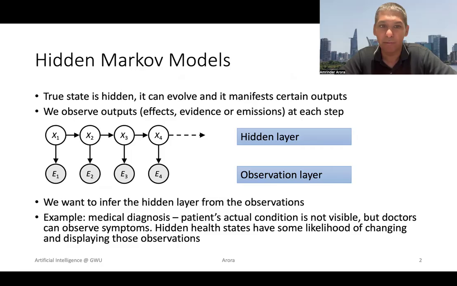A good example is medical diagnosis, where the patient's actual condition is not visible, but the doctor can observe symptoms such as fever, oxygen saturation level, PCR results, etc. But the actual condition, such as tumor, benign tumor, etc., is not directly known. And we have a certain likelihood of those health states transitioning, as well as displaying those particular observations, the correlation with those symptoms. And using that, the doctor has to make the best estimate for the hidden layer so as to recommend the best treatment option.